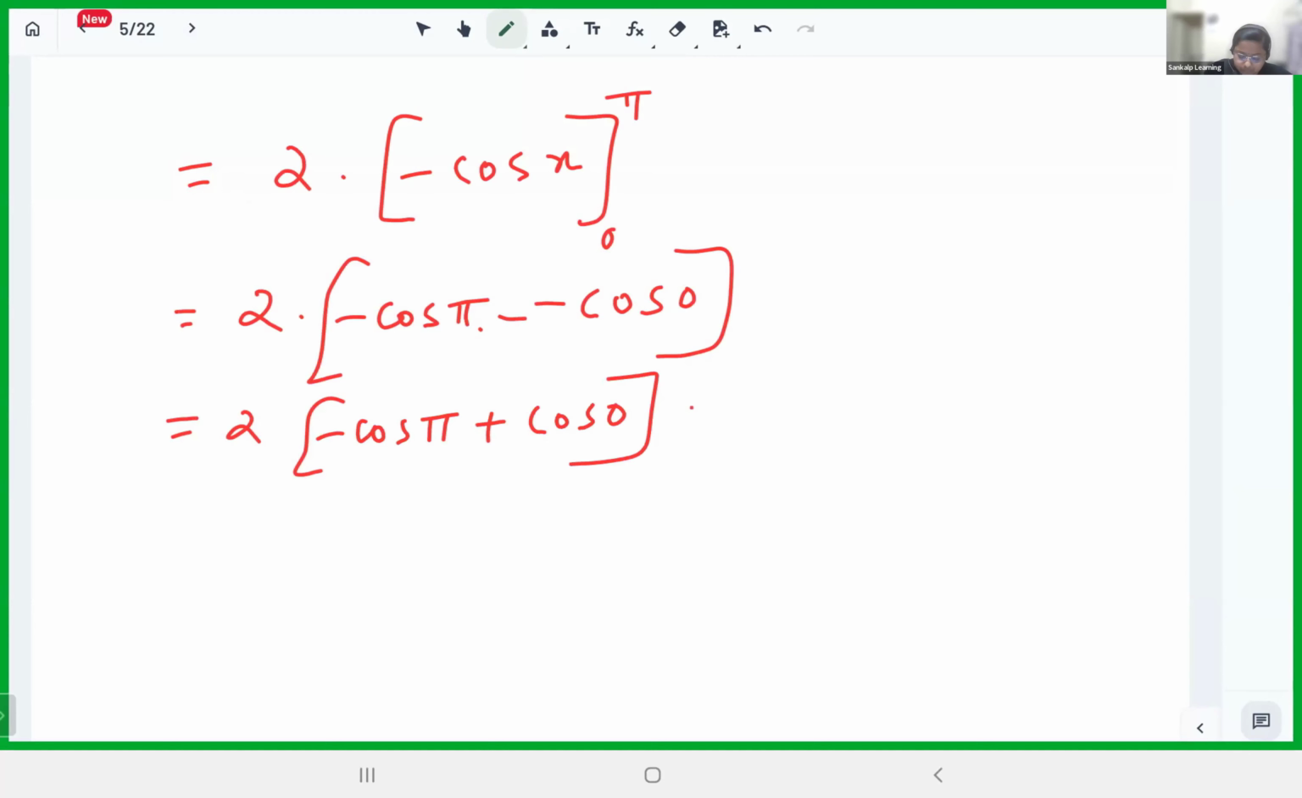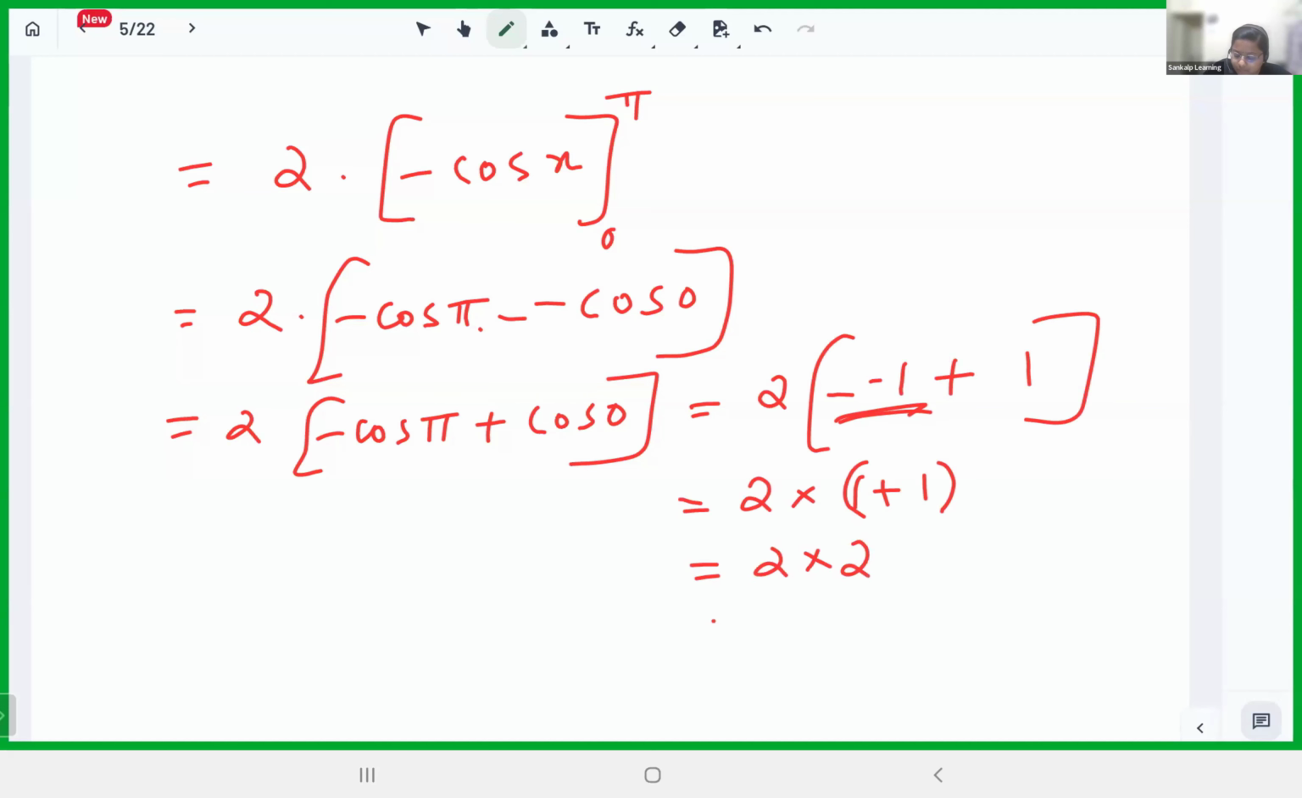What is the value of cos pi? We know cos pi is minus 1, isn't it? So this is 2 into minus, minus 1, plus cos 0. Cos 0 is 1, right? So this is 2 into 1 plus 1, that is 2 into 2, which is equal to 4 square units.